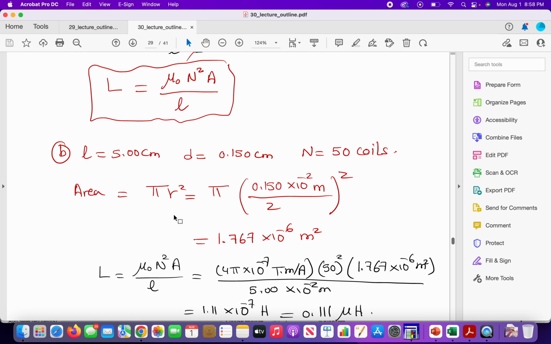Now L is going to be mu 0 N squared A divided by L, and mu 0 is 4 pi times 10 to the negative 7. The number of turns is 50, squared, and then we have here the area that we have calculated divided by the length. That's it for this question. Next.